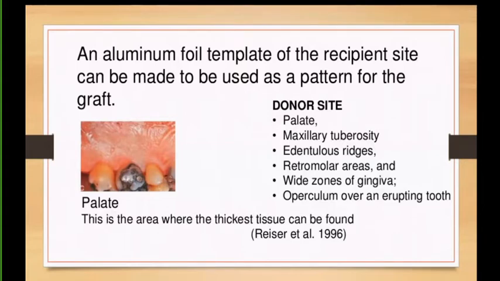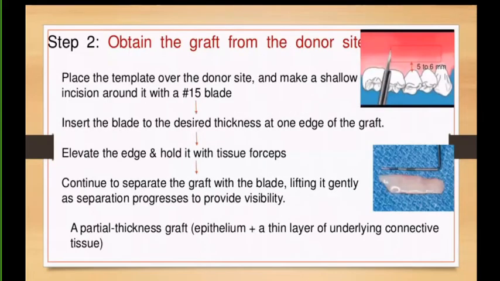Then you obtain the graft from the donor site. Now from the picture you can see how, using a number 15 blade, you will remove a graft. You will not just remember, even if I'm telling you. You will have to read it. And if you're lucky enough, once in a while there will be a surgery in the department. You can see the surgery as well. You insert the blade into the desired thickness at one edge of the graft. Then you elevate the edge.